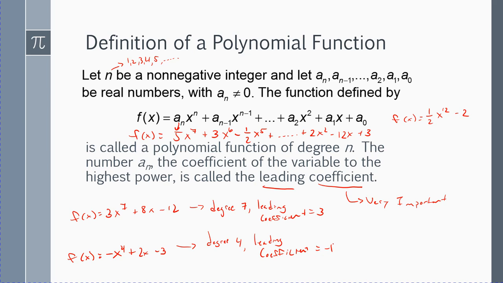All right, so this is just how you define it. So it's a lot of writing here to define something that's pretty straightforward. The key concept here is what is the degree of this polynomial, and then finally what is the leading coefficient.